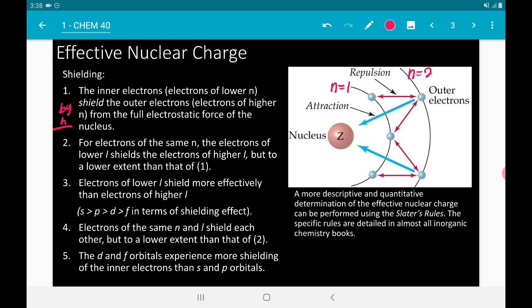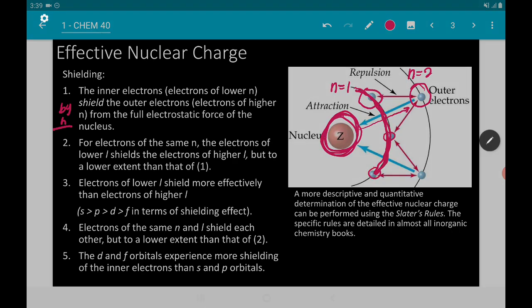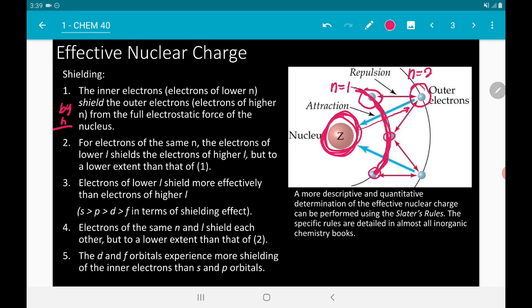So ibig sabihin, if you have an outer electron sa N equals 2 and you have an inner electron sa N equals 1, yung electron cloud na na-form nung N equals 1, nagkakaroon yun ng shielding para hindi masyadong ma-experience ni N equals 2 na electron yung full nuclear charge. Okay? So, imagine, mas marami tayong electron sa N equals 1. So, kapag mas maraming electron sa N equals 1, lalong nababawasan yung tinatawag nating Z effective.